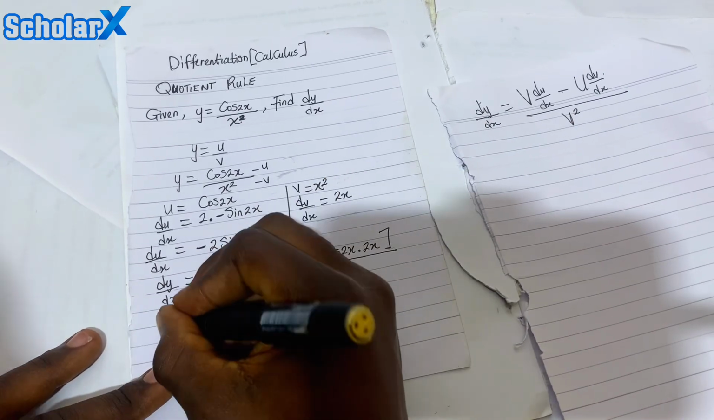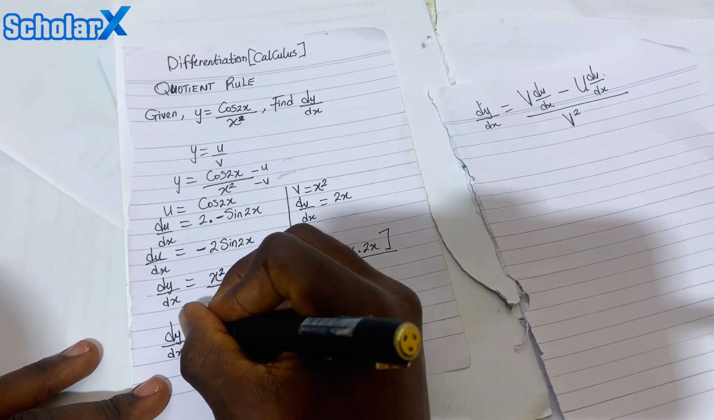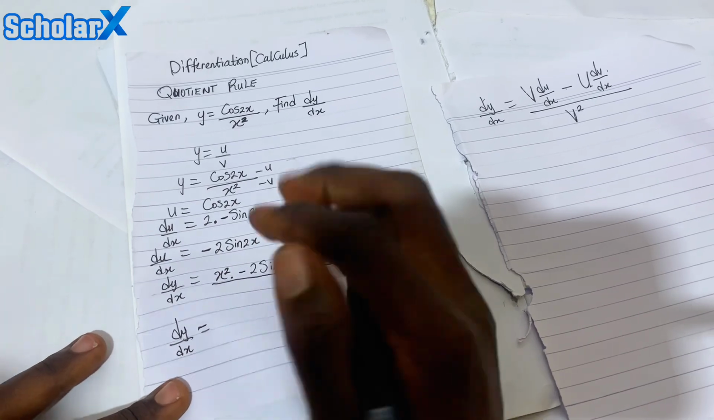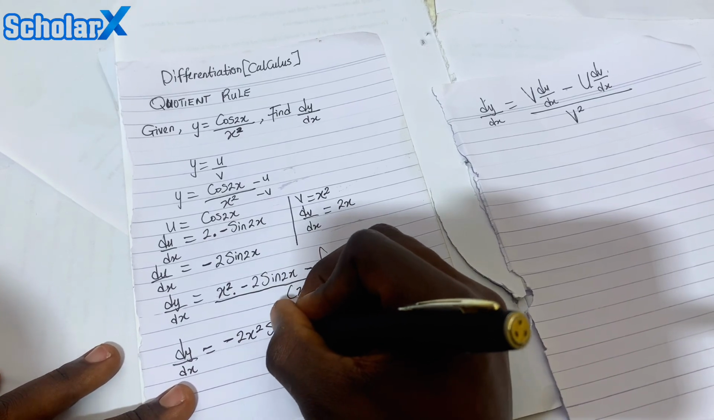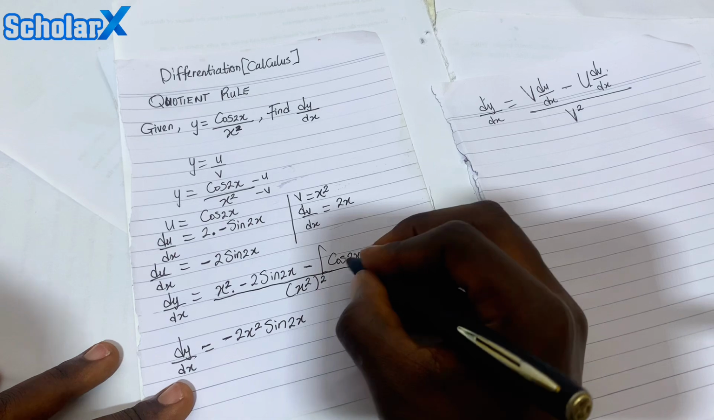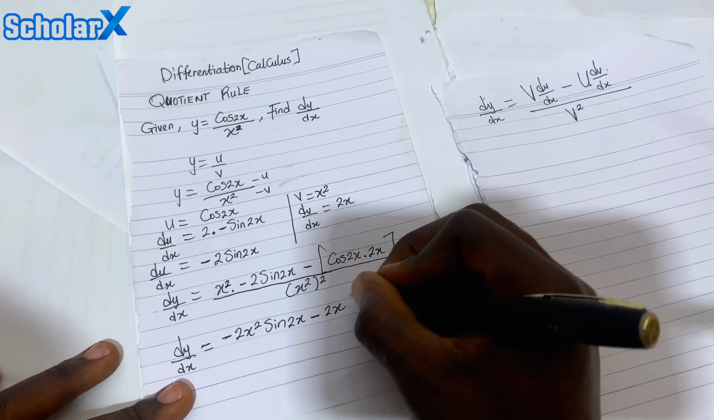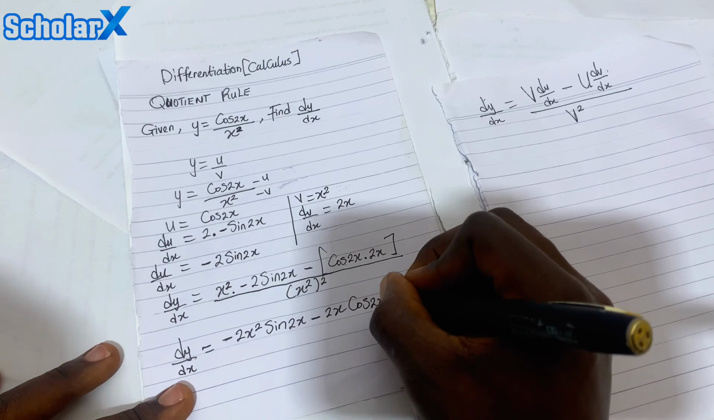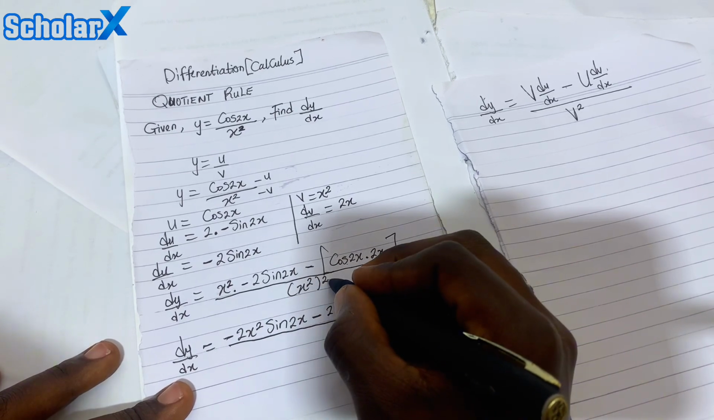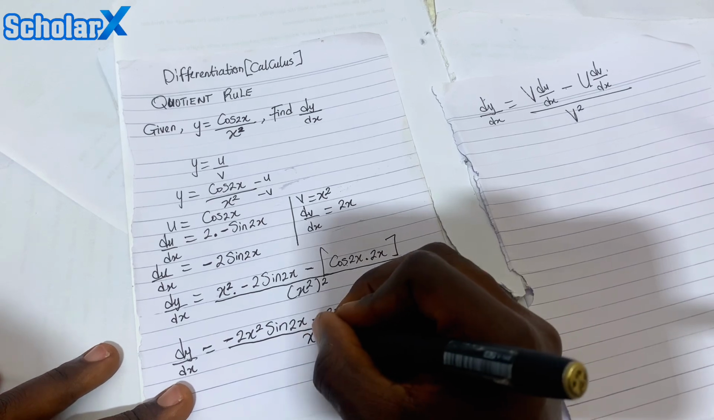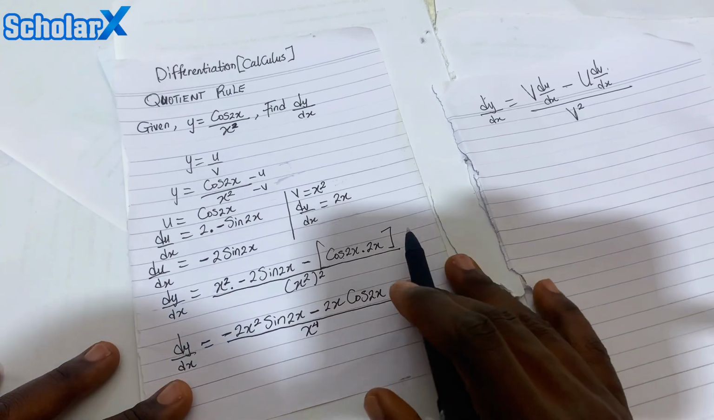All right. So our dy dx is going to be equal to what? Now this multiplied by this is going to give us minus 2x squared sine 2x. Now minus what? This multiplied by this is going to give us 2x cos 2x, all over. Now x squared into squared, that's going to give us x to the power of 4.